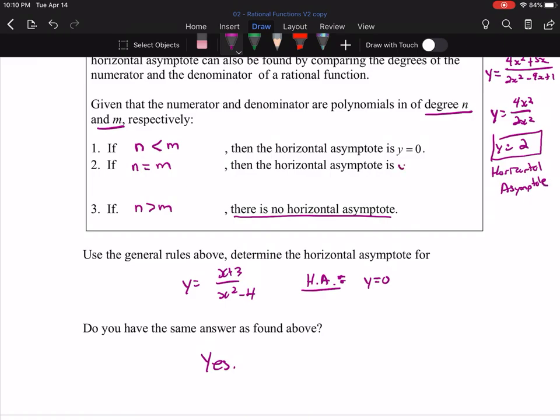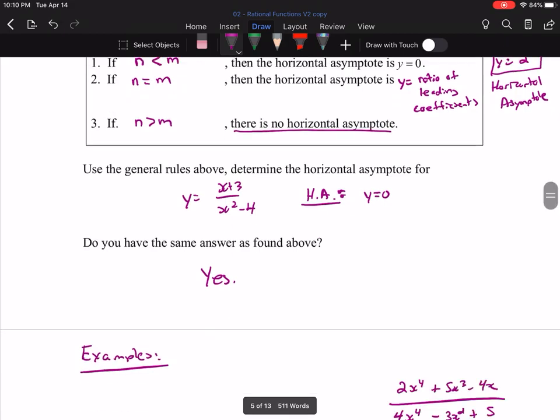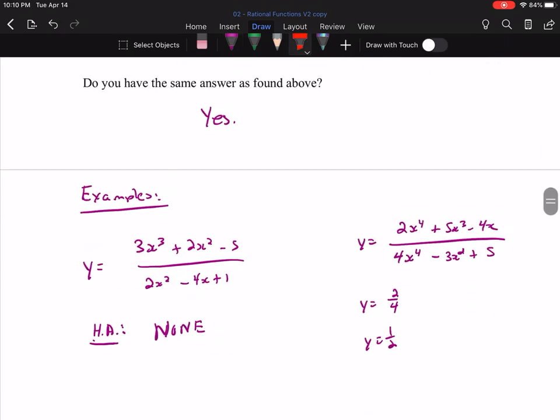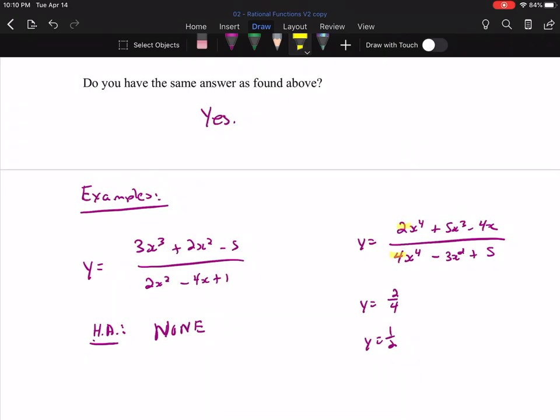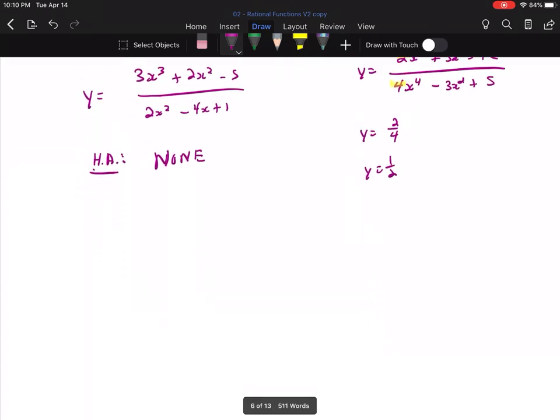If n equals m, then the horizontal asymptote is y equals the ratio of leading coefficients. So that's what we do there, is we use the leading coefficients here. Here it was 2 and 4. Those were the leading coefficients, and that tells me what my horizontal asymptote would be.